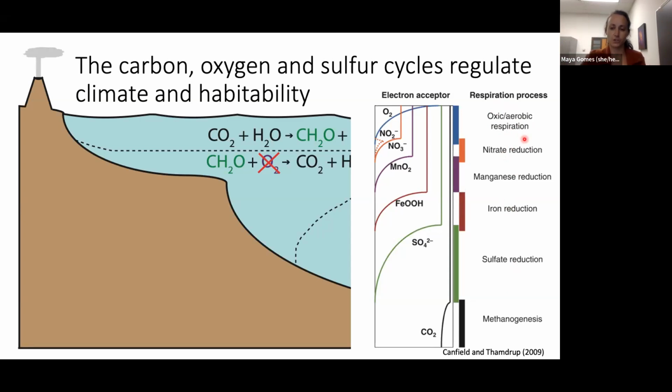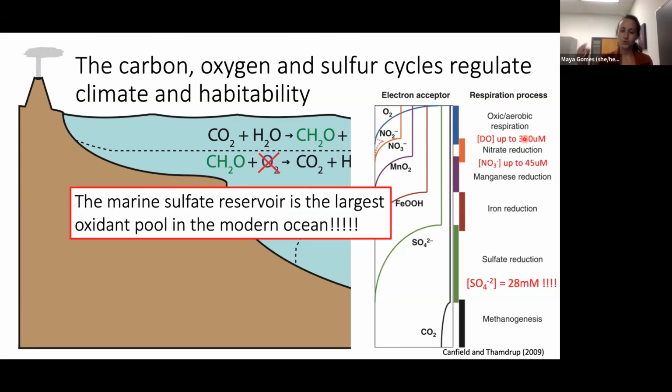But sulfate reduction is an incredibly important process because the marine sulfate reservoir is the largest oxidant pool in the modern ocean. And so therefore, up to 50% of organic carbon degradation in marine sediments occurs through sulfate reduction. So we can just think about the concentrations here, right?